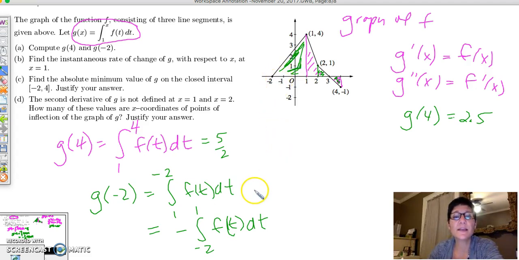So that's technically the area of a triangle, but it's going to be the negative of that because I'm kind of going in the opposite direction. And if I'm right, this is a 3 by 4, which is 12, so half of that is 6. So g of -2 is equal to -6.